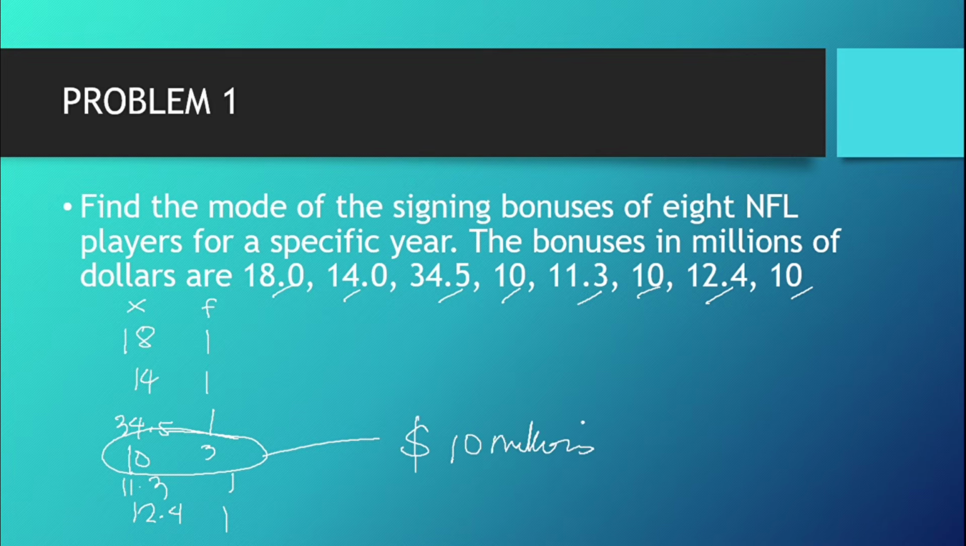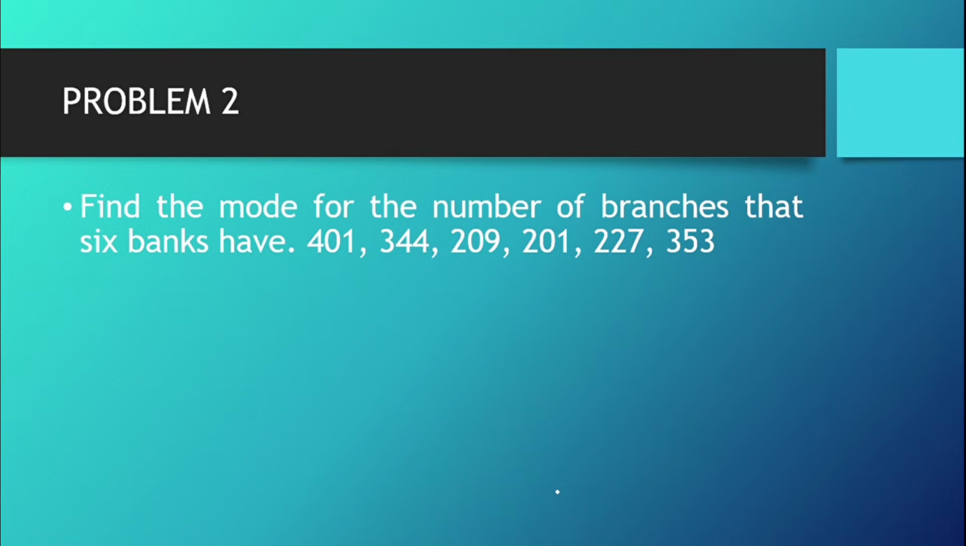Okay. The mode is 10 millions of the dollars of the bonuses of the 8 NFL players for a specific year. So we are going to make an interpretation here. Therefore we could say that the mode is 10 millions out of the bonuses of the 8 NFL players for a specific year. So that's how to interpret. Next is problem number 2. Find the mode for the number of branches that 6 banks have: 41, 401, 344, 209, 201, 227, and 353.